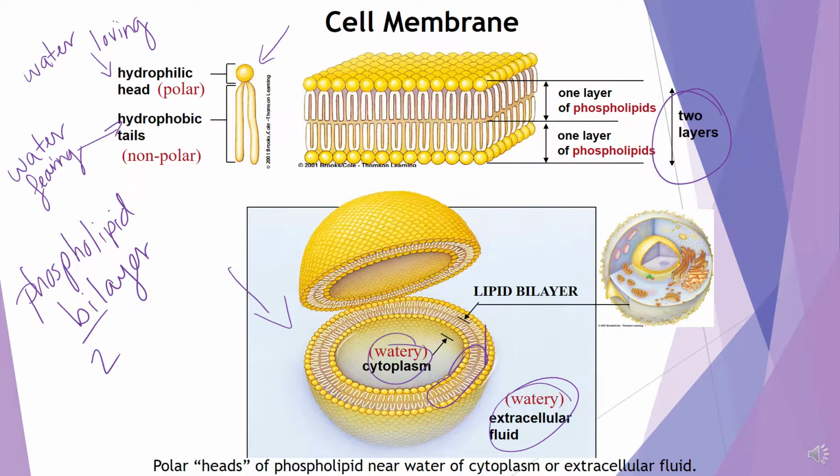But I want to make sure you feel comfortable with the phospholipid bilayer. What does a phospholipid look like? It's right here. It has a polar or hydrophilic head, which means it's water loving, and it has two fatty acid tails there, which are water fearing or hydrophobic. You should know what hydrophobic means.